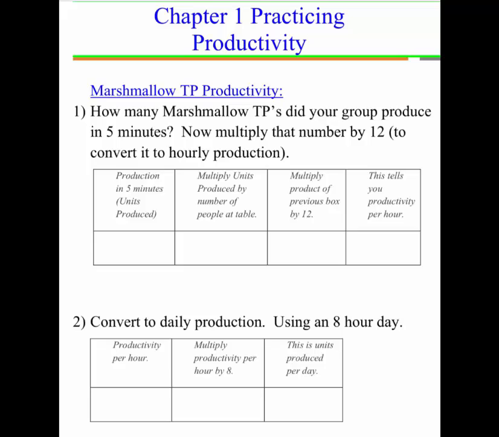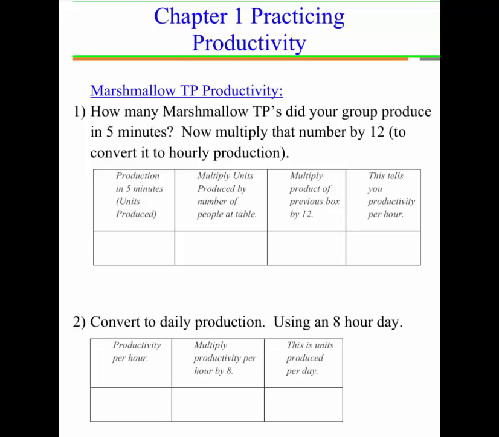Hello. The purpose of this video is to go over the Marshmallow TP productivity exercise that we did in class on Thursday. Going through this video is a good chance to review what we did in class and clarify any questions that you might have. And if you missed class on Thursday, you should take a look at this video, and while you won't be able to participate in making the Marshmallow TPs, you can certainly understand what we went through in class on Thursday through watching this video.